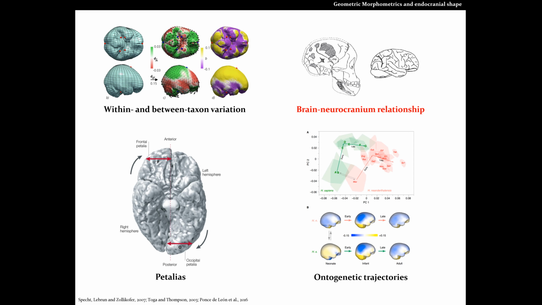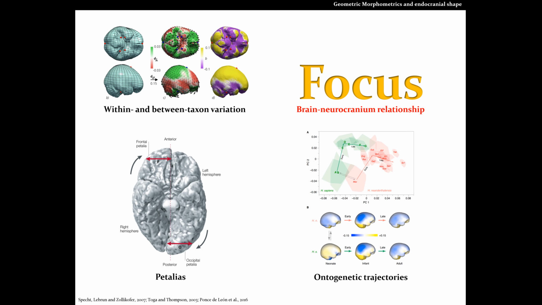What hasn't been done, however, is the actual quantification of the spatial relationship between the brain and the neurocranium, and especially of the patterns of covariation that operate between the two structures. And that's the focus of this study.